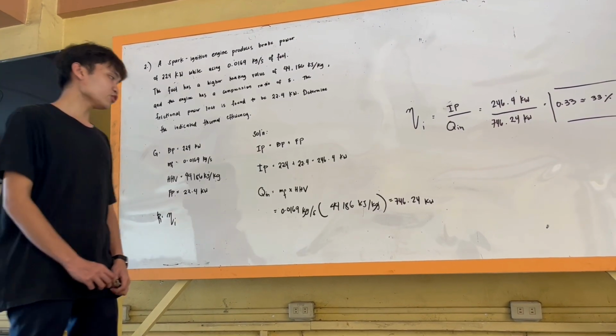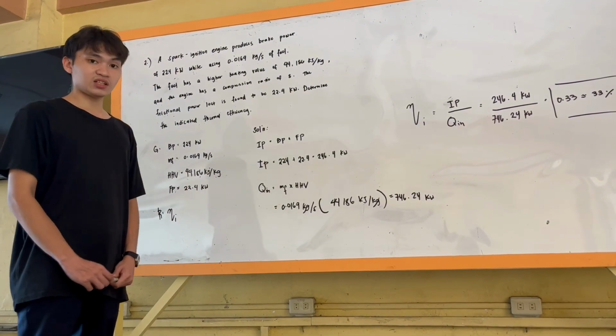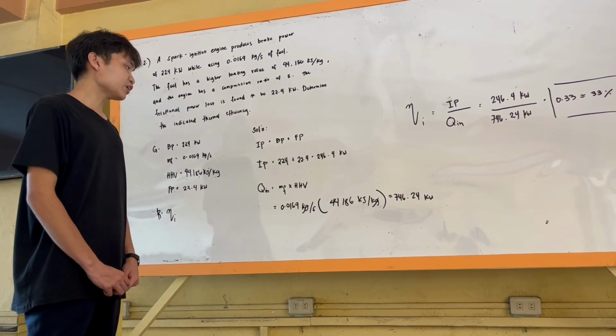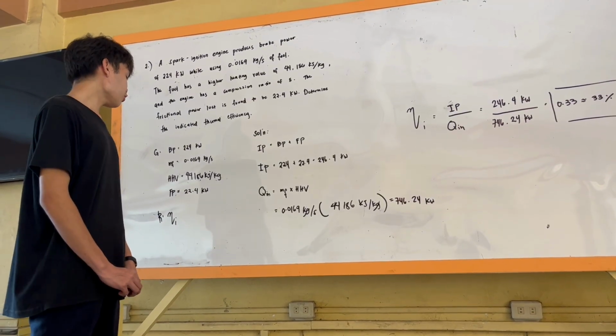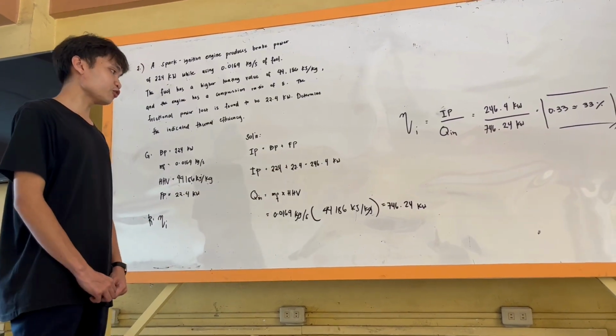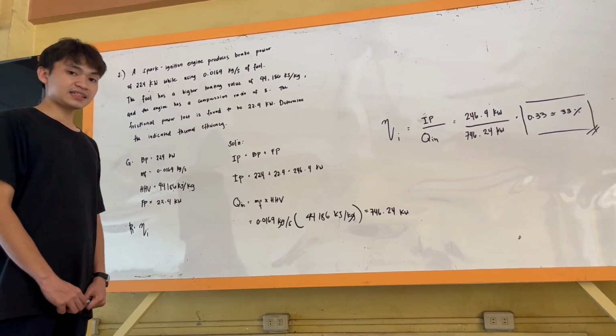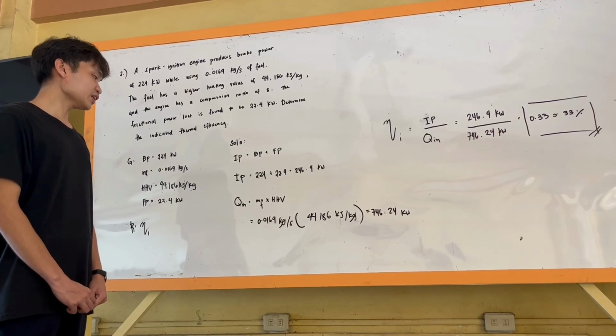So first, we need to find the indicated power. To find this, we have IP is equal to BP plus FP. Since we have the value of BP, 224, and the value of FP, which is 22.4, we will arrive at 246.4 kilowatts.